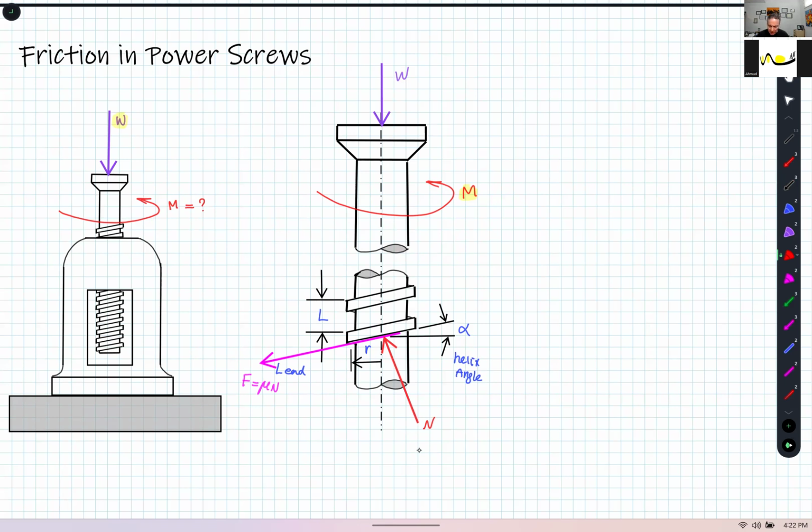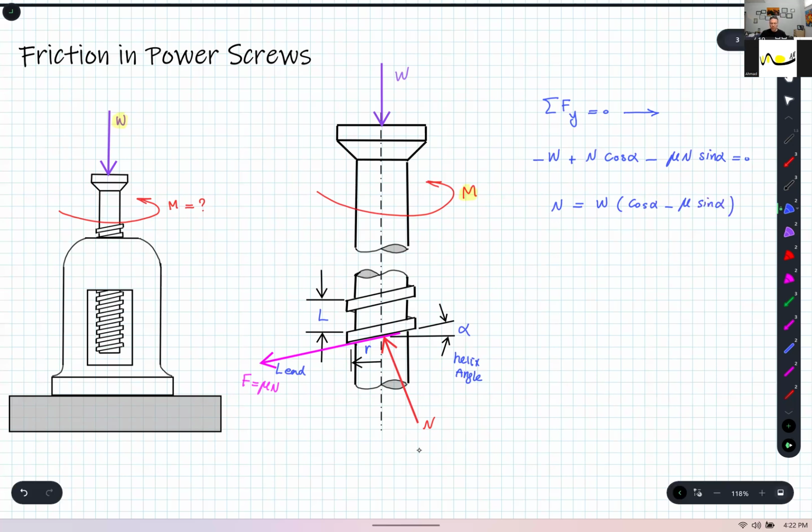Now, if I write the principle of equilibrium, the sum of the forces in the y direction is equal to 0. So what I have in the y direction is minus W, the weight, plus N cosine alpha, and minus mu N sine alpha, equal to 0. That gives me a value of N, which is W over cosine alpha minus mu sine alpha.